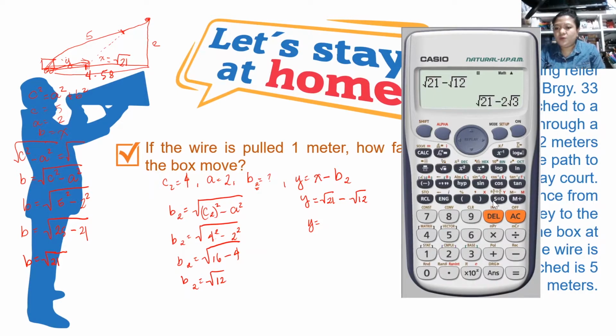Kasi magkaiba ang radicand natin. Okay, so ang sagot niya ay 1.1184740 or 1.12 meters.